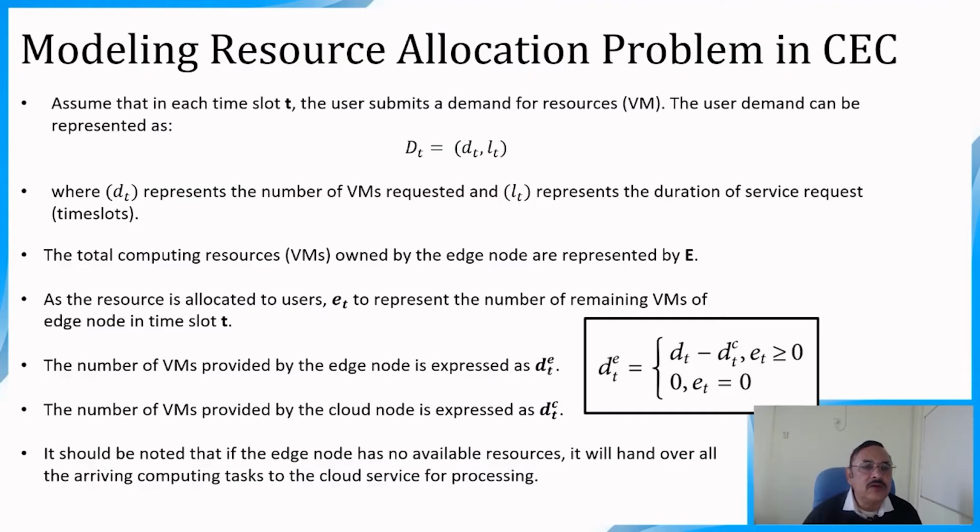Now, let us assume that at each time slot t the user submits a demand for resources. The user demand d_t, the demand at time t, is split into d_t and l_t. d_t represents the number of virtual machines being requested, and l_t represents the duration of the service request in time slots at time t. This is the user demand.